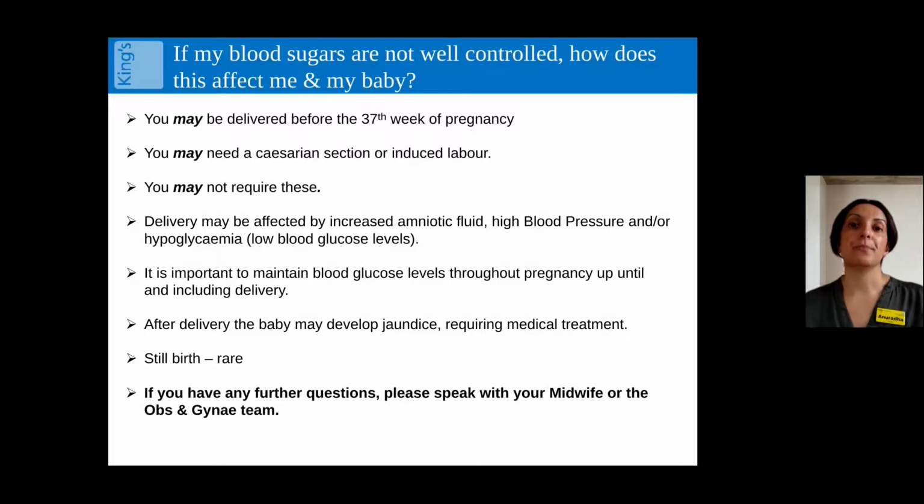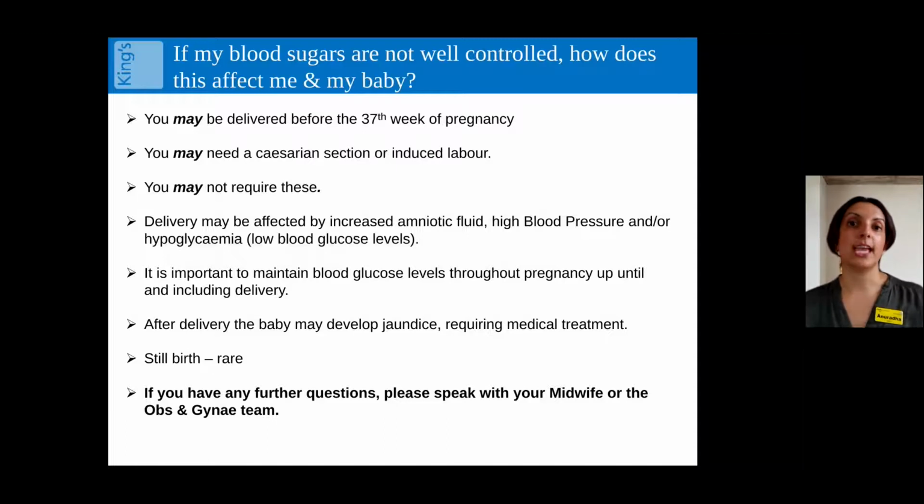So the induced labor is where the medical team will artificially stimulate the labor process, and they do this by inserting a pessary or a gel into your vagina or through an IV format or both. You might also not need to have any of these options, and you may be able to progress to full term and deliver your baby naturally. But this is all really dependent upon your overall health in the pregnancy and also how the diabetes is being managed.